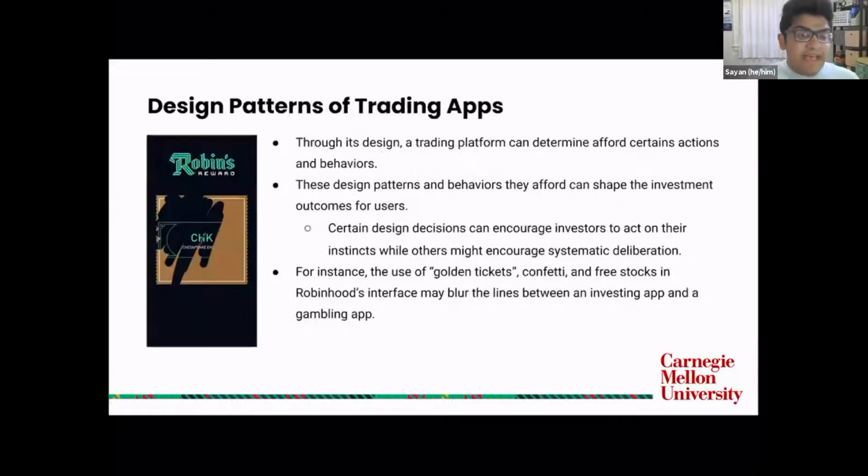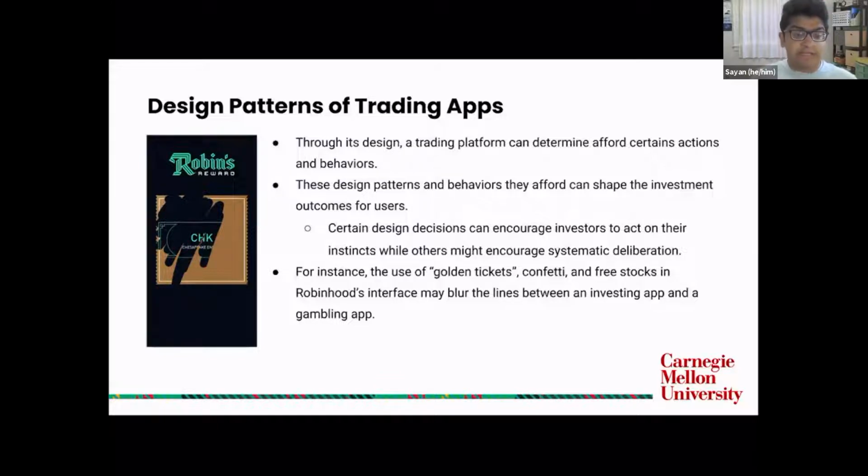So through its design, a trading app can determine which actions and behaviors are easily available to users and thus encouraged. In the same way, trading apps can discourage certain actions. To make an analogy, consider social networking apps, Snapchat versus Facebook. With its focus on ephemeral content and gesture-heavy user interface, Snapchat has a very different appeal compared to Facebook and encourages different kinds of user interactions and different kinds of content to be posted. Similarly, design decisions can have an impact on trading behaviors.